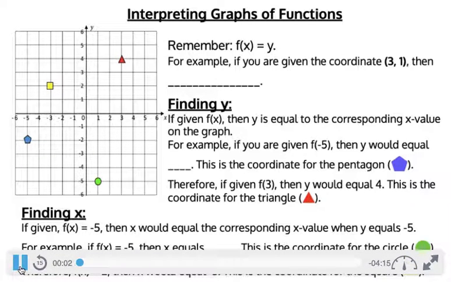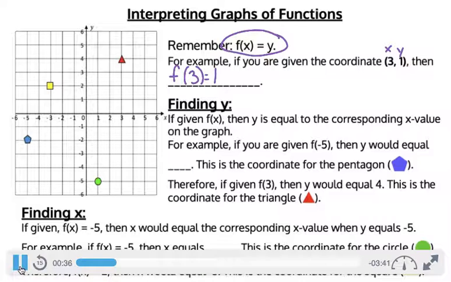When interpreting graphs of functions, we can rewrite coordinates into what we call function notation. Function notation is written as f of x equals y, which is written right here. So for example, if you are given the coordinate (3, 1), where 3 is your x value and 1 is your y value, then you can write this coordinate into function notation by subbing in your x and your y value. So it would be f of 3 equals 1, where 3 is your x value and 1 is your y value.